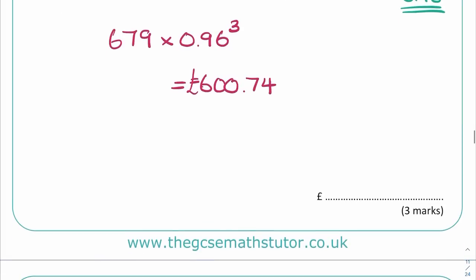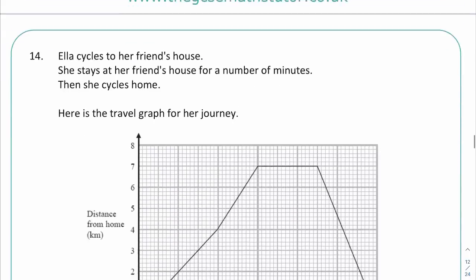But there we go, that is a nice quick method, and it is worth knowing the use of a multiplier, because again, it's going to save you a lot of time in the exam. And there is my answer, £600 and 74 pence. And on to our next question.